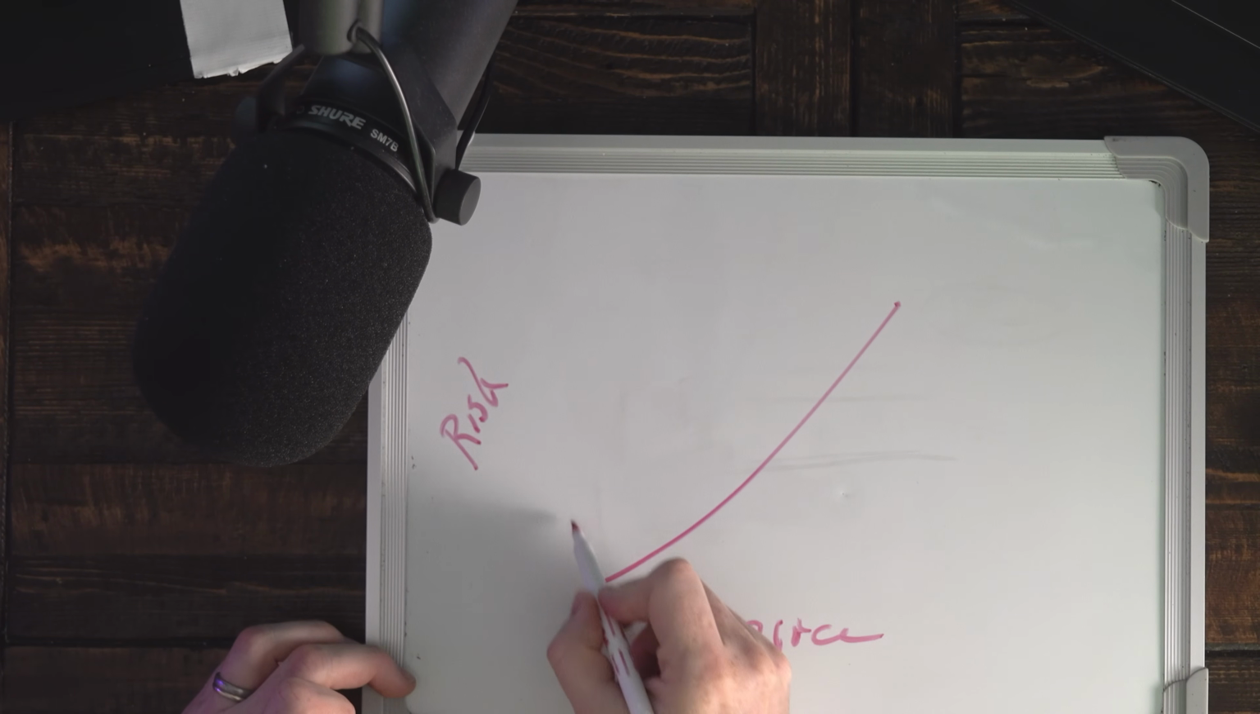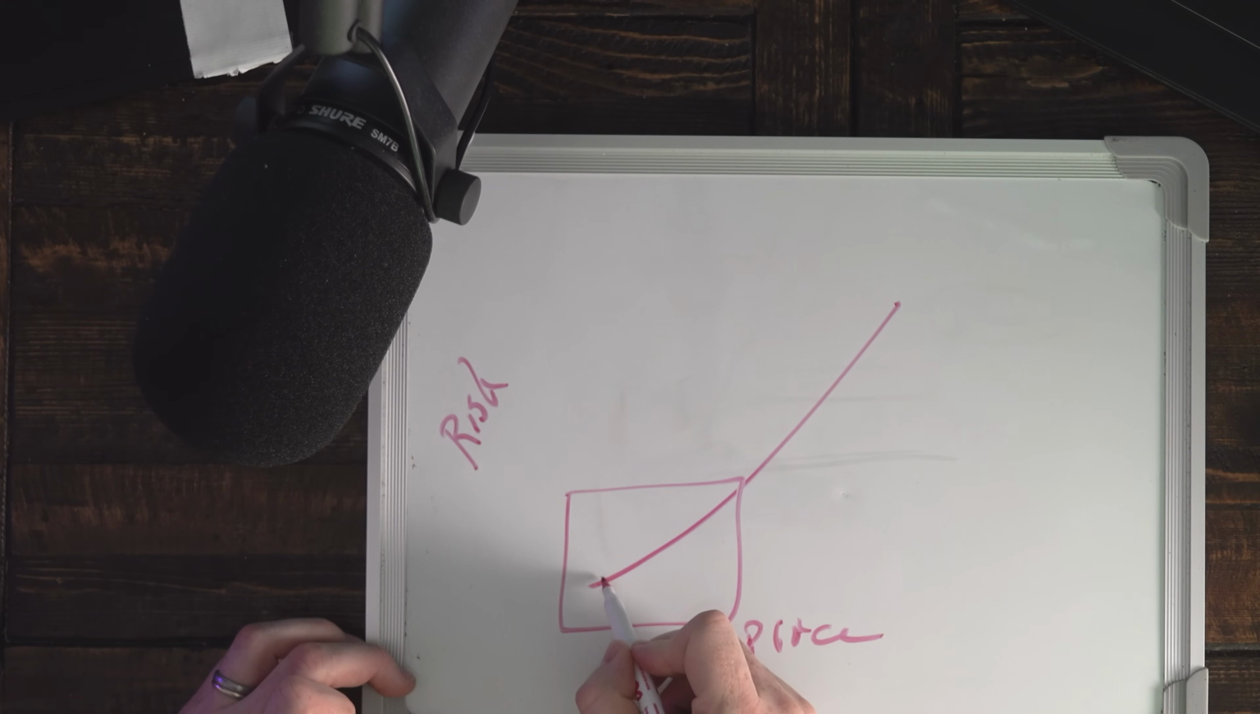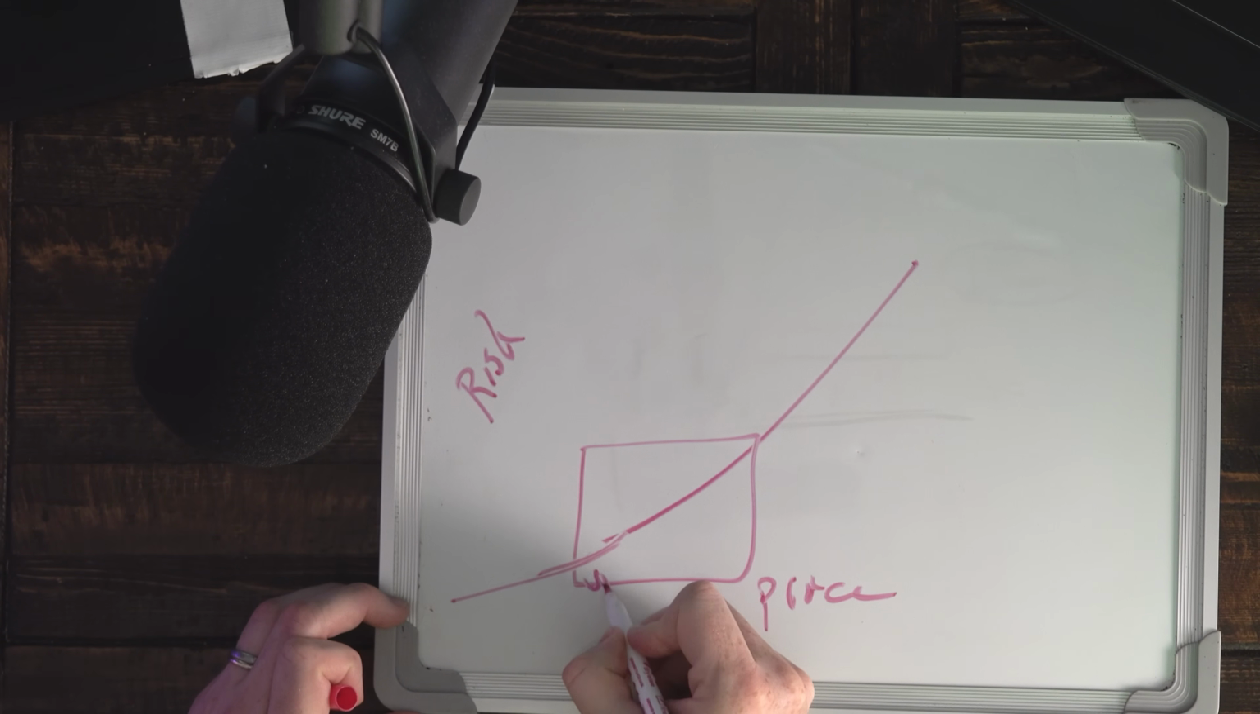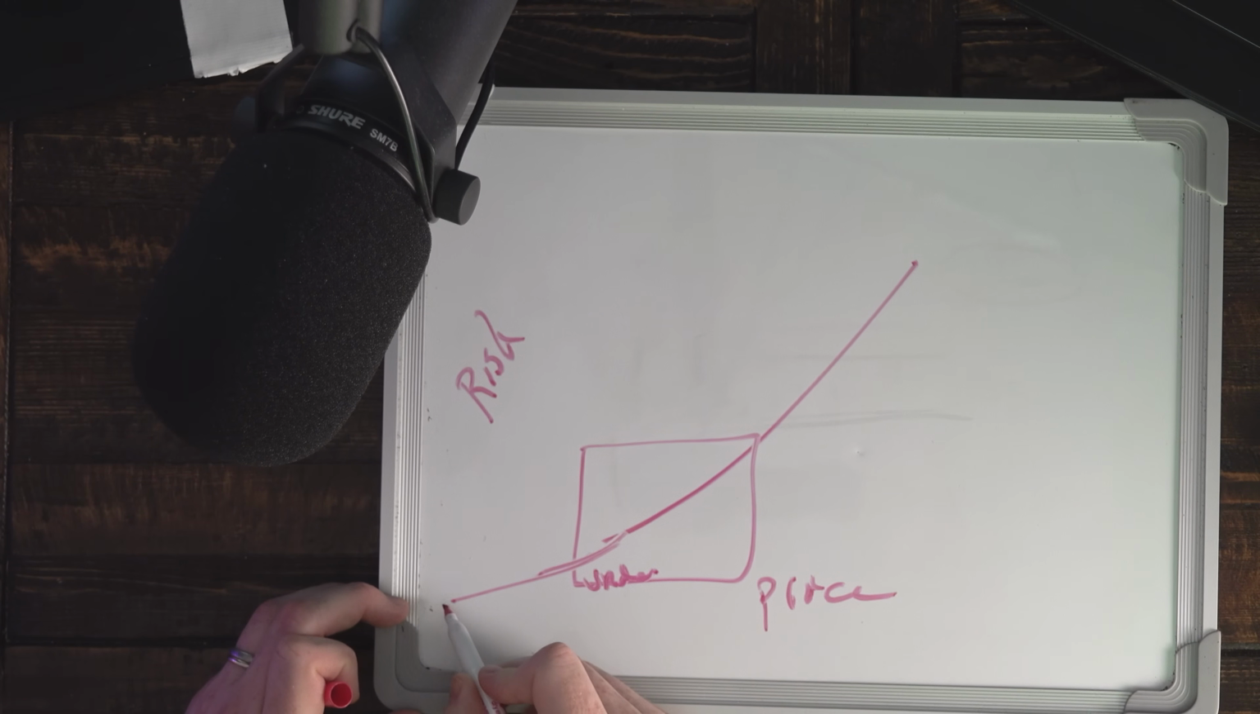So I like to trade down, maybe into the under $1 range, where the risk is low.